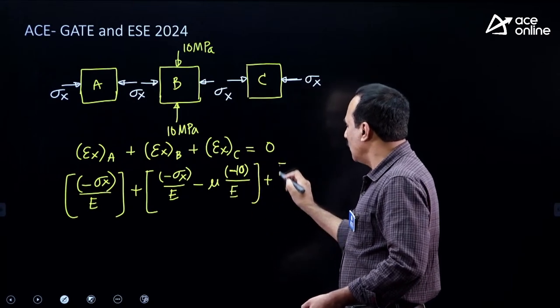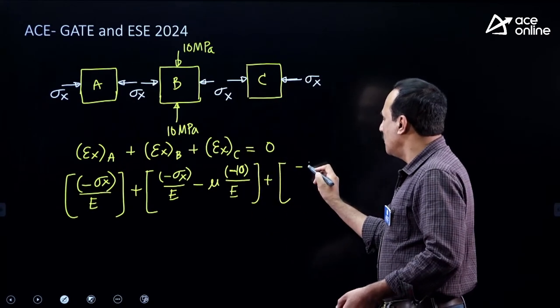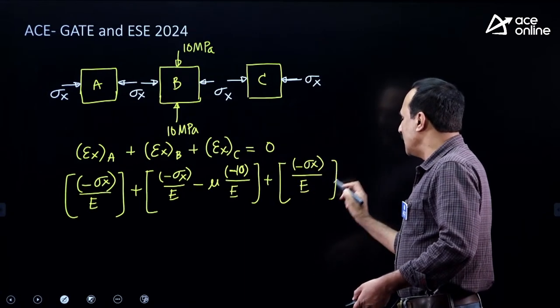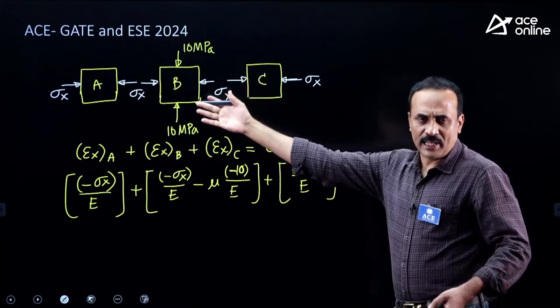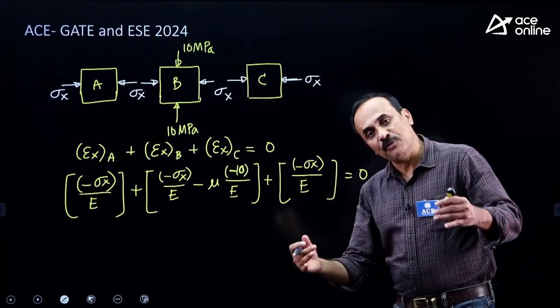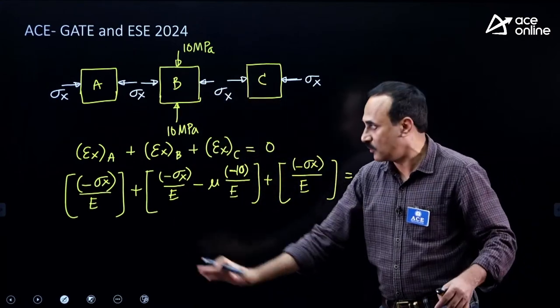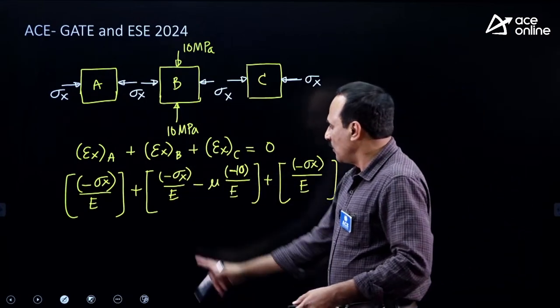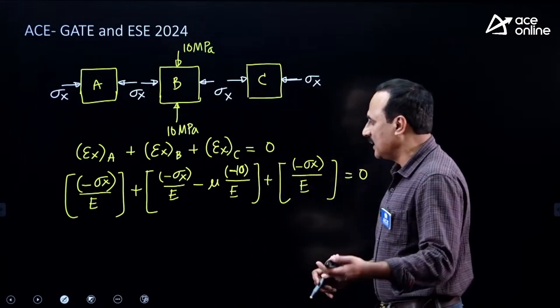And the third one is directly compression, minus sigma x by E, is equal to 0. There is no need to take compression as negative. If you want, you can take compression as positive also, so that everywhere you can use plus. So E gets cancelled because on the right hand side it is 0.